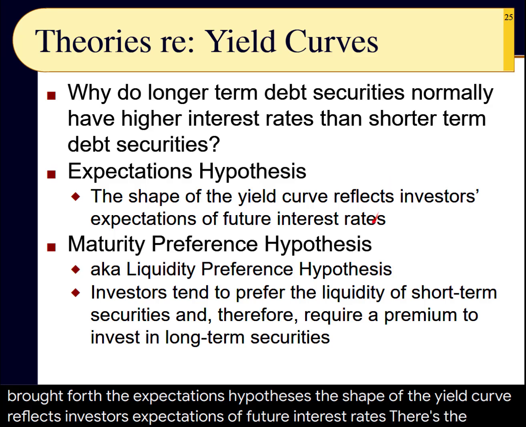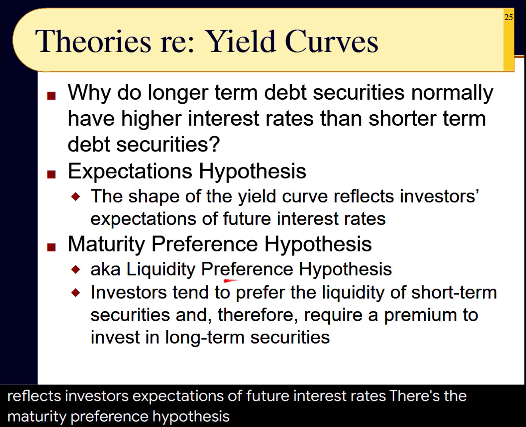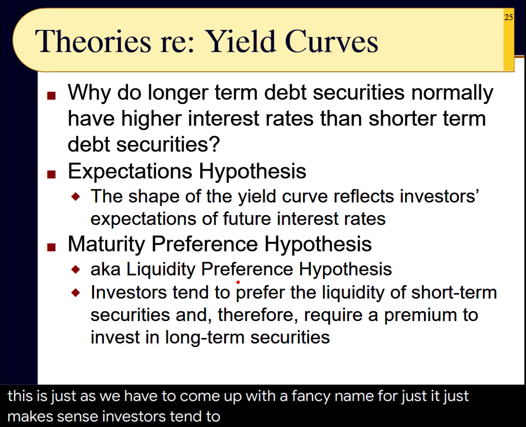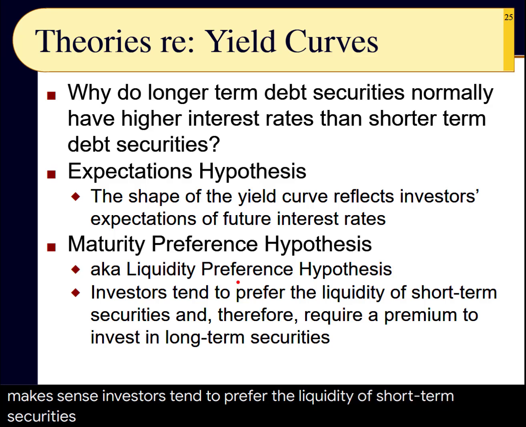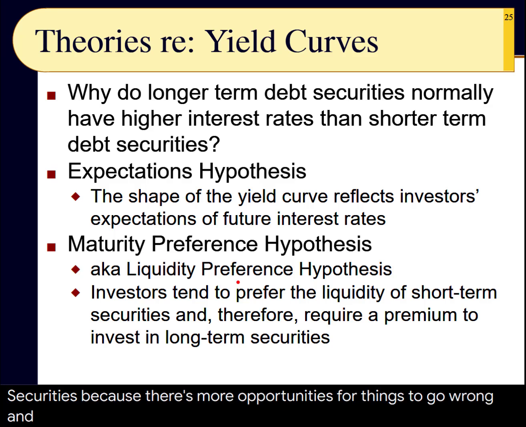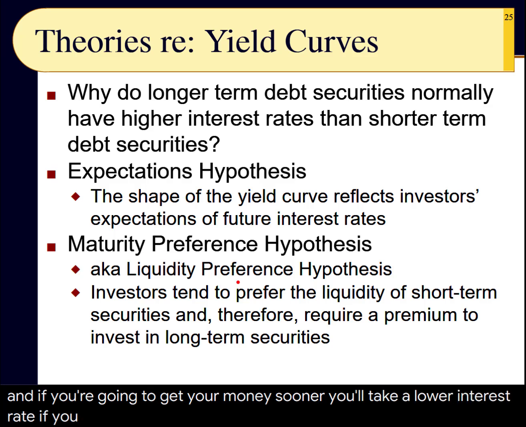There's the maturity preference hypothesis. We call this the liquidity preference, and you have to come up with a fancy name for it, but it just makes sense. Investors tend to prefer the liquidity of short-term securities and therefore require a premium to invest in longer-term securities because there are more opportunities for things to go wrong. If you're going to get your money sooner, you'll take a lower interest rate. If you're going to get your money longer, well, I want a higher interest rate.